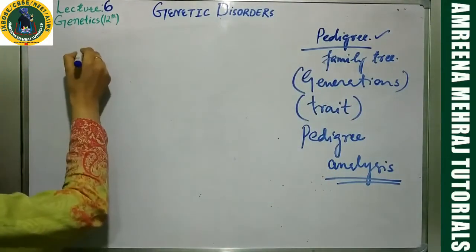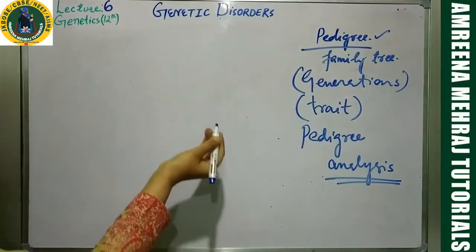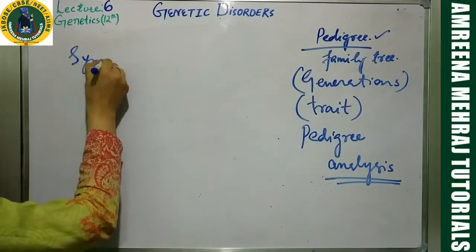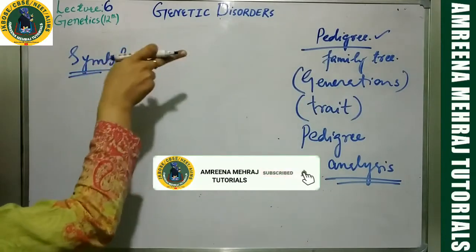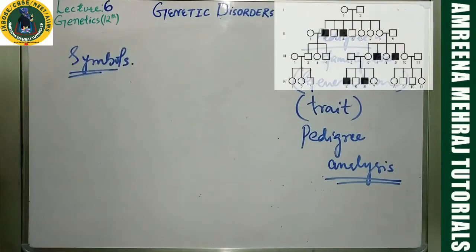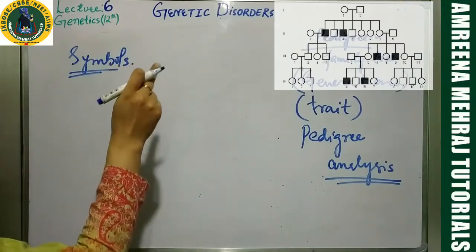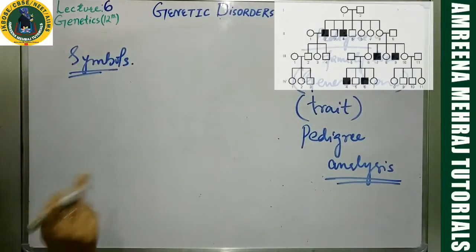So in a pedigree, we don't need to write down male, female. We use symbols. Look at the board. I'll be showing you a picture. This is how a pedigree tree looks. Can you see these circles and these squares and these lines? They have meaning. Let me make you understand.